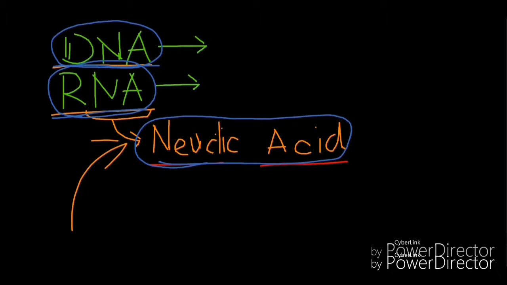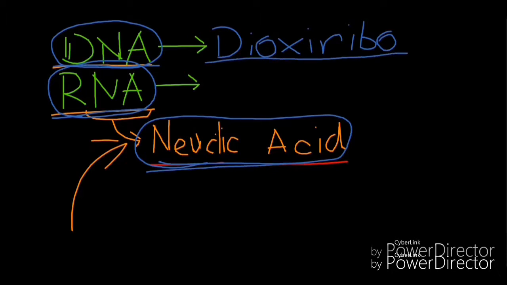If we extract the meaning from the word DNA, we will find this. DNA means deoxyribonucleic acid. D means deoxyribo and N means nucleic acid, so DNA means deoxyribonucleic acid. On the other hand, RNA means ribonucleic acid. R means ribo and N means nucleic acid, so RNA means ribonucleic acid.